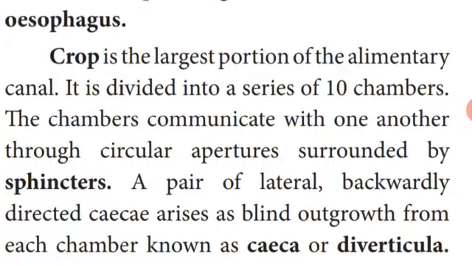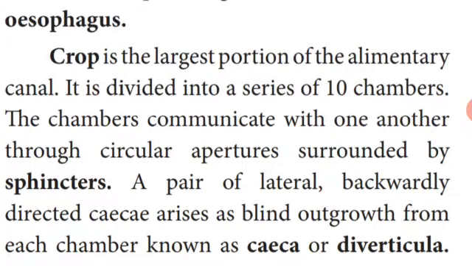The crop is the largest portion of the alimentary canal. It extends from the 9th to 18th segment. It consists of 10 chambers. The chambers communicate with one another, that is, one chamber is connected to another chamber through circular apertures surrounded by sphincter muscles. Each chamber is produced into two lateral diverticula or ceca.